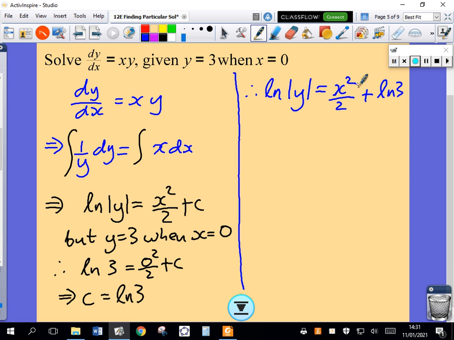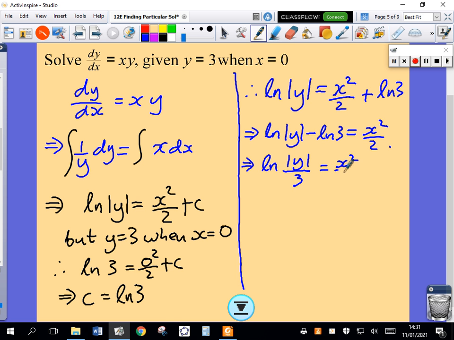Now, one thing I could do here is group my logs together. So maybe I might say the natural log of y, subtract the natural log of 3, is equal to x squared over 2. And if I know my laws of logs, which we went through before, I can express this now as a single log. This is the natural log of the absolute value of y all over 3, and that's equal to x squared over 2. Okay, so we're piecing bits together a bit at a time.